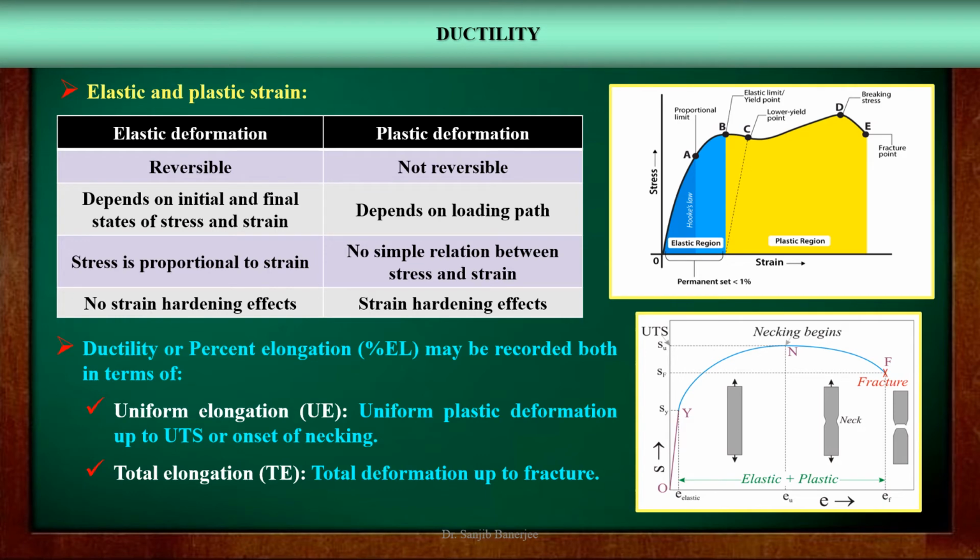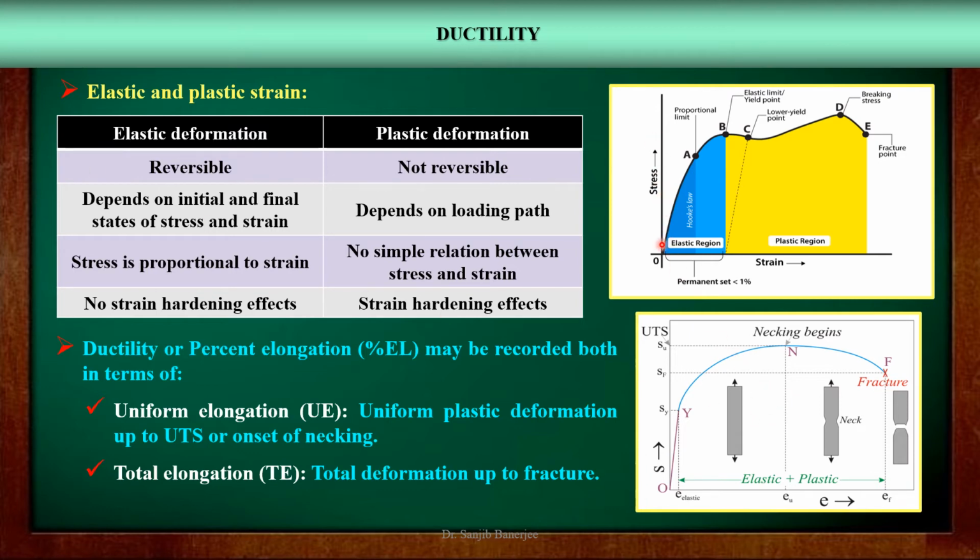Now, strain in a material may be either an elastic or a plastic strain. Different materials may exhibit different proportions of elastic and plastic strain as a measure of ductility. So let us come to a few important facts regarding this elastic and plastic deformation.